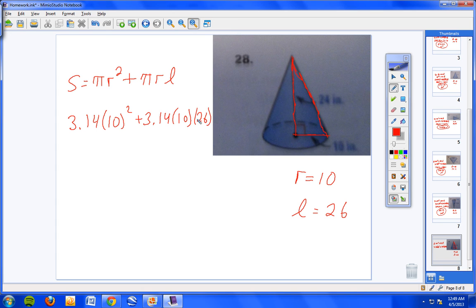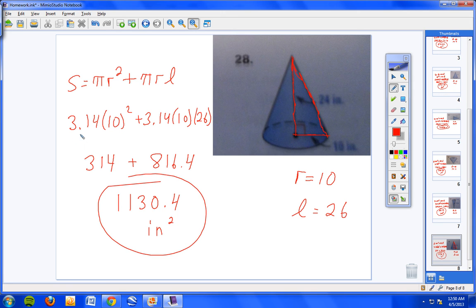All right, if you multiply 3.14 times 10 squared, you will get 314. And if you multiply 3.14 times 10 times 26, you will get 816.4. Add those two numbers together, and you will get 1,130.4 inches squared. Let me check and make sure that's right. Yep, that is correct. And that is the answer you would want.